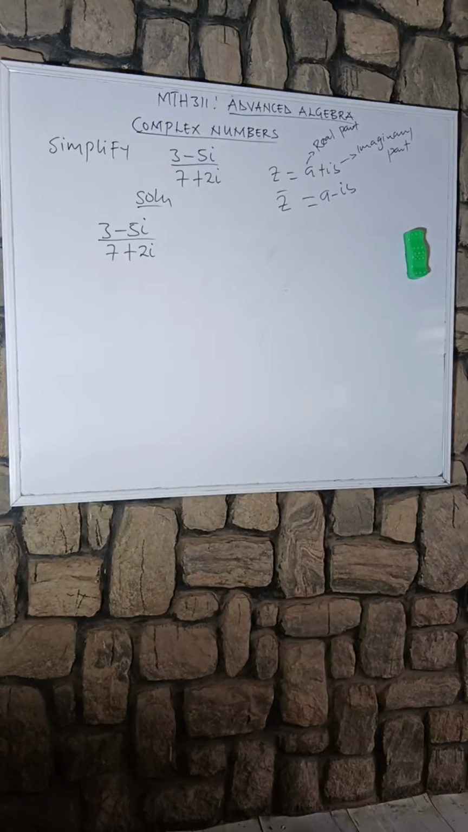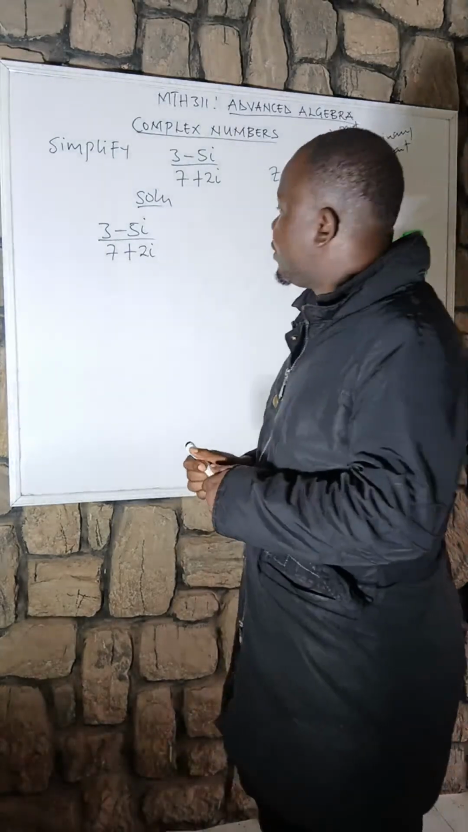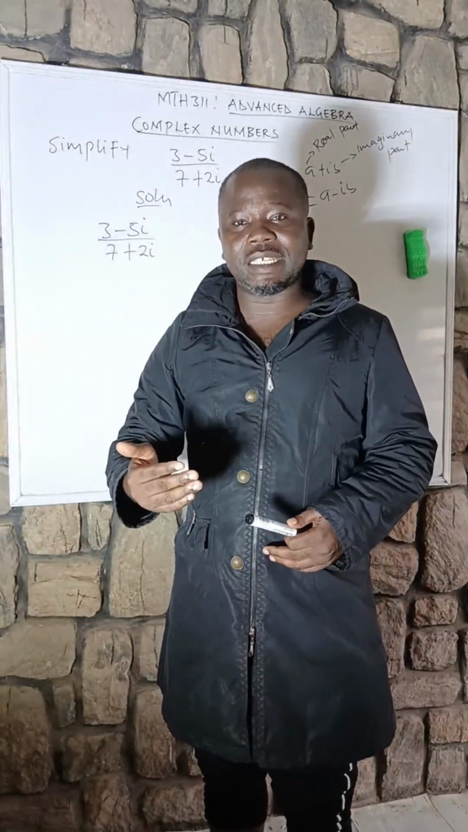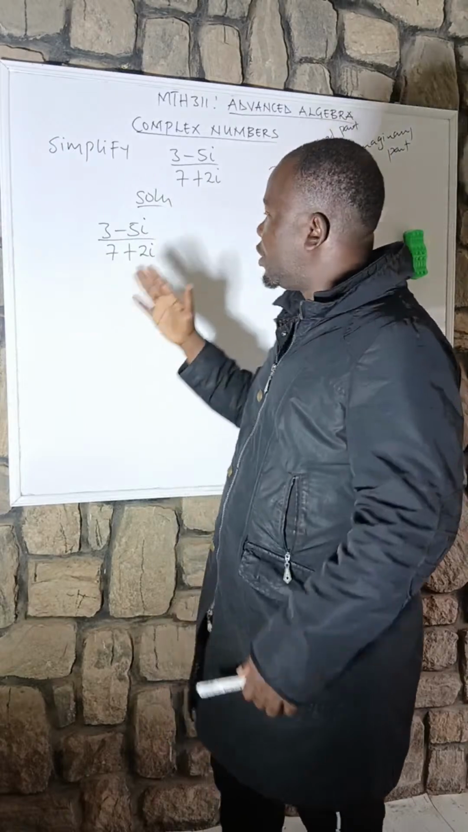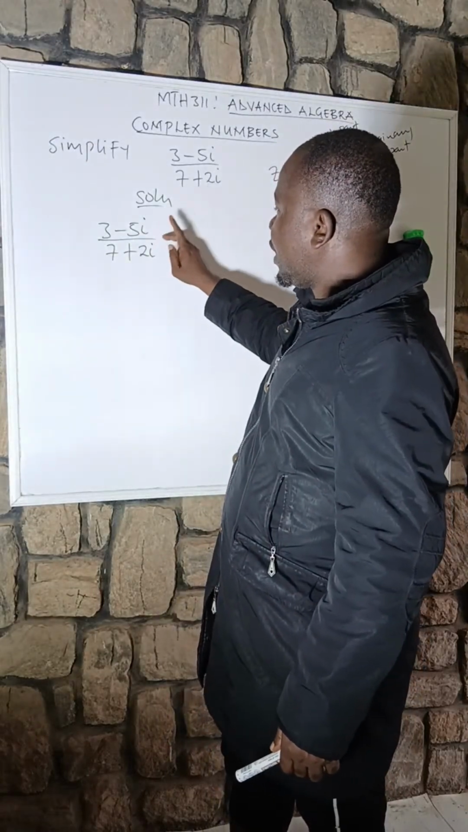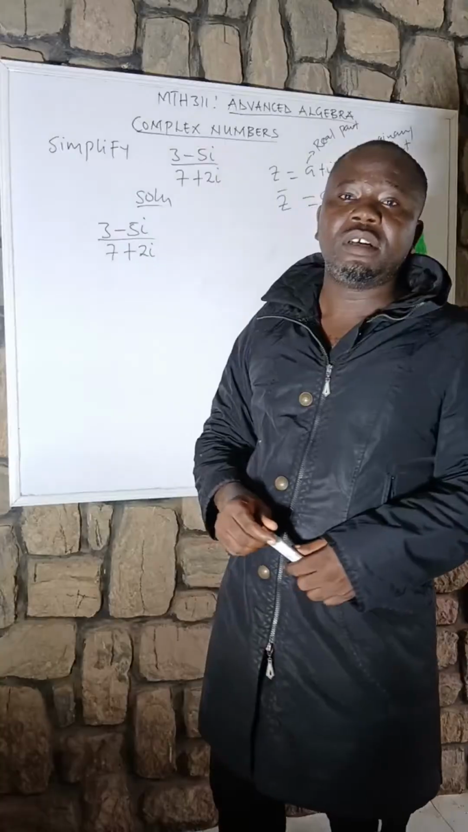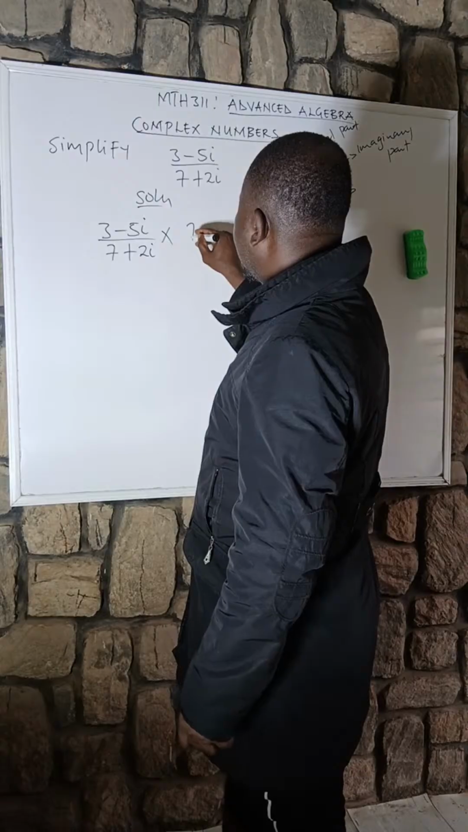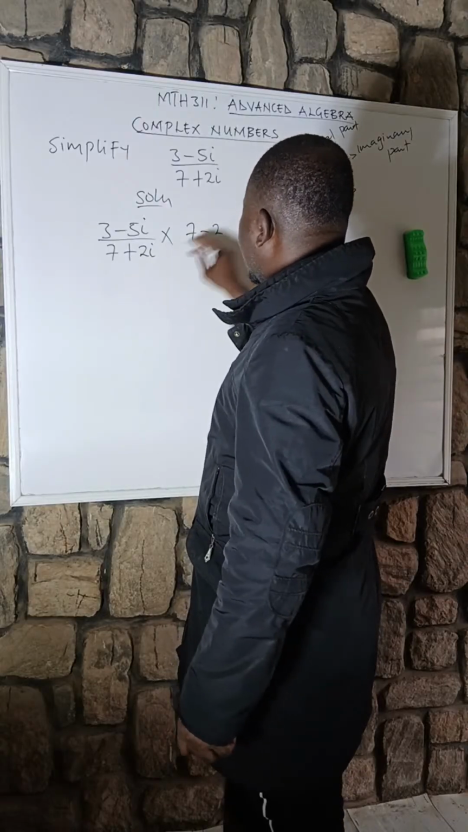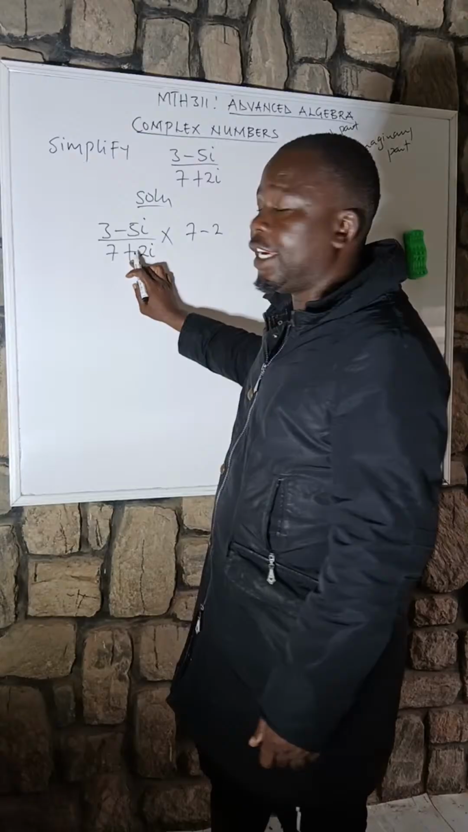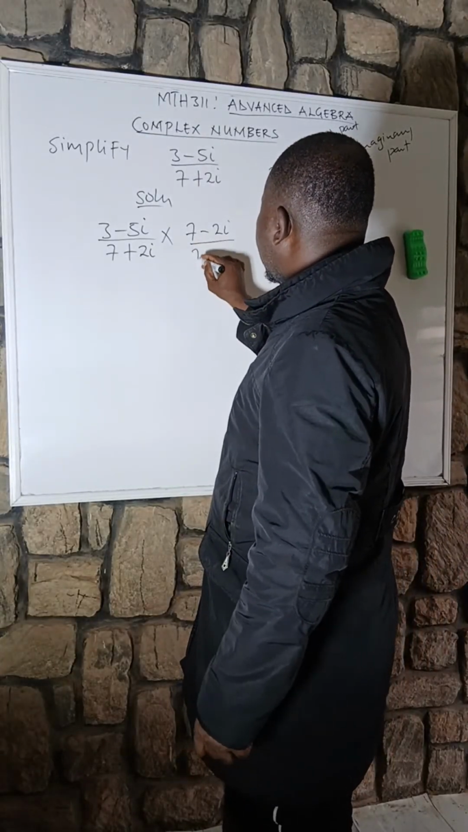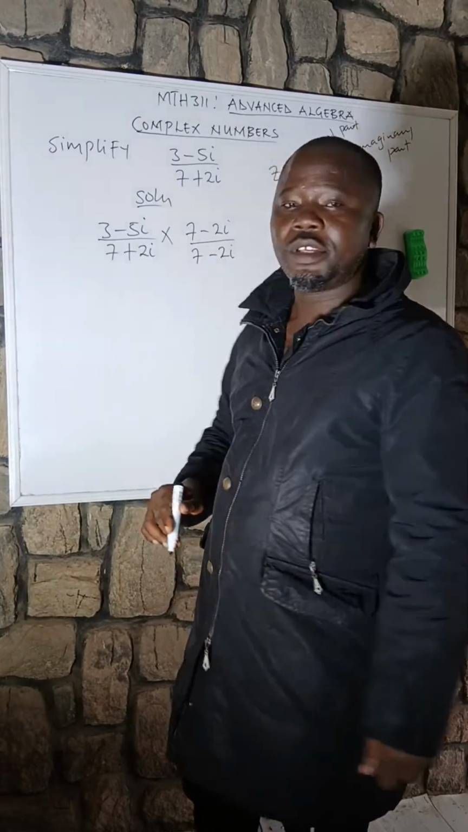Is that clear? So now let's go ahead to conjugate this. It means the conjugate will affect both sides of this expression, both the denominator and the what? The numerator. So it means you multiply it by 7 minus 2i, since here is plus. But supposing here is minus, you convert it to plus, then divide the same thing, 7 minus 2i. Do you agree with me?